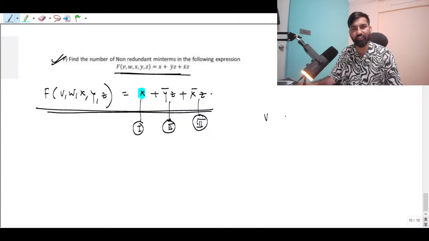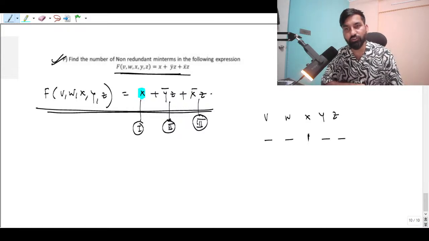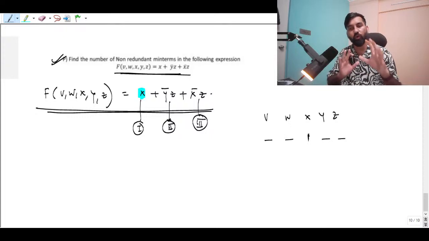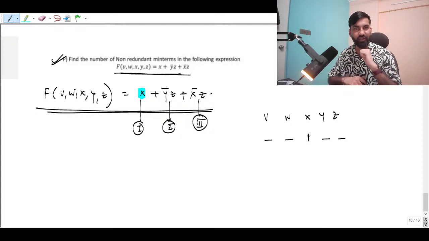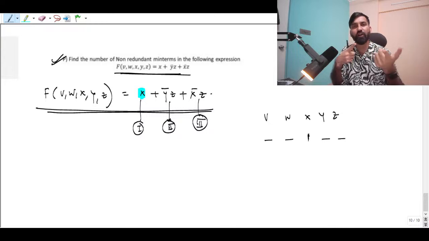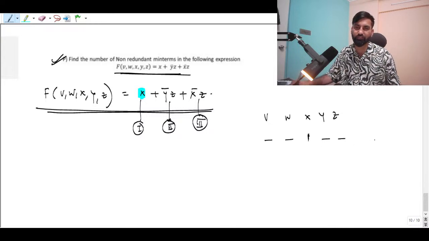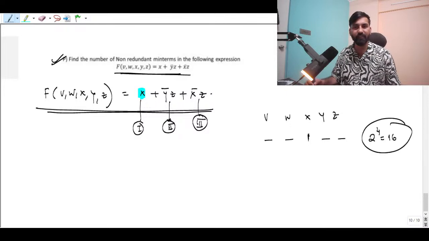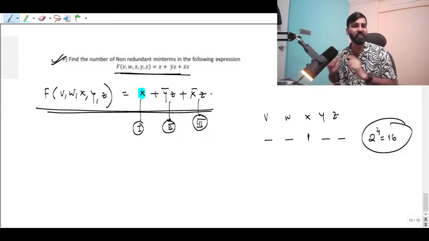So in this first term, there is only x, and these are the literals which are missing. How many minterms are possible now? Four literals are missing, so we can say 2 to the power 4 minterms. These 2 to the power 4, which is nothing but 16 minterms, are missing. From the first term we can have 16 minterms.